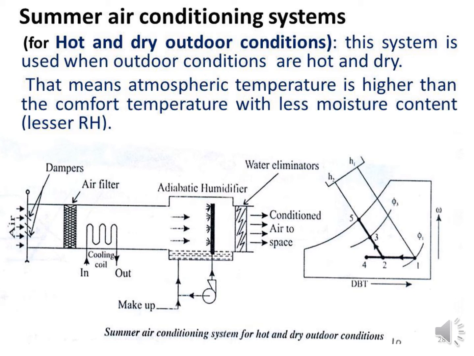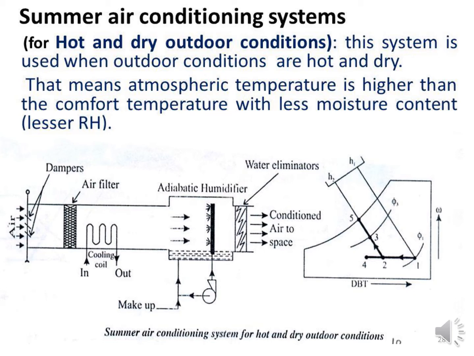The system is used when outdoor conditions are hot and dry. That means atmospheric temperature is higher than the comfort temperature, with less moisture content, that is, less RH, relative humidity. Now this is the air conditioning system. Hot and dry air is going to enter, but what we are expecting is cool air with a little bit higher moisture. Once again, what I require is cool and a little bit moistured condition.